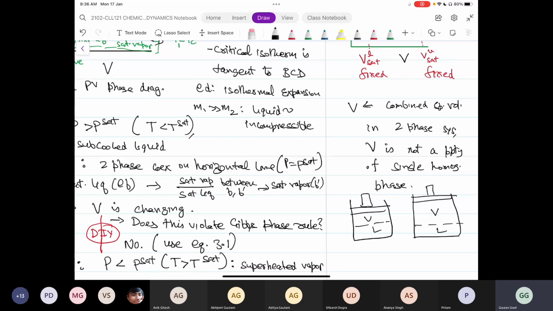So VL sat is not changing, VV sat is not changing. That is what thermodynamics is putting the constraint on. Thermodynamics is not putting any constraint on this combined specific volume, and therefore it can change. Physically, the reason is that liquid is converting to vapor. Vapor is less dense than liquid. Therefore, the total volume of the system increases because the mass is fixed. The system is becoming less dense, and therefore total volume is changing.